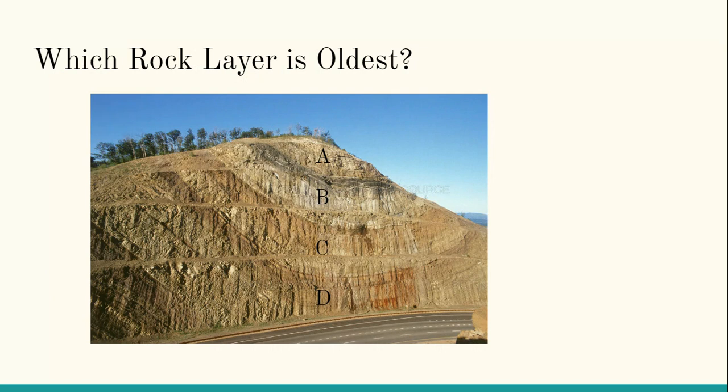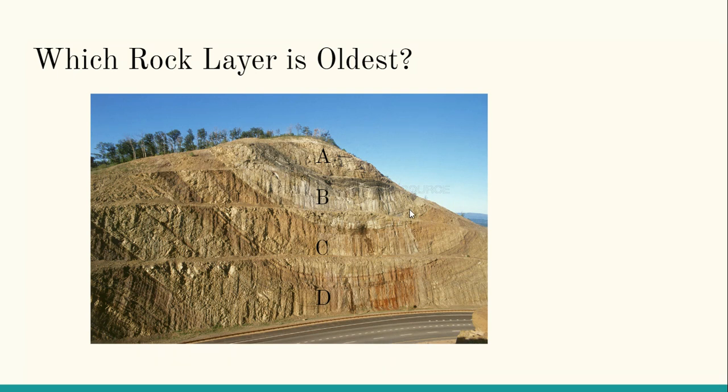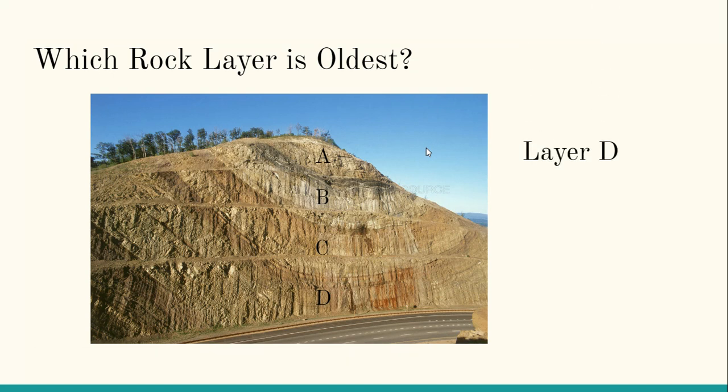All right, so which rock layer is the oldest? Now you can see these lines through here. This is just the way that they cut it to build this road, but the layers really are bent, and you can see the different colorations in there. So this is layer A, this is layer B, and there are more layers in there. I just labeled these C and D. Which one is the oldest? Can you figure it out? Of course you can, because you're brilliant. Layer D is the oldest.